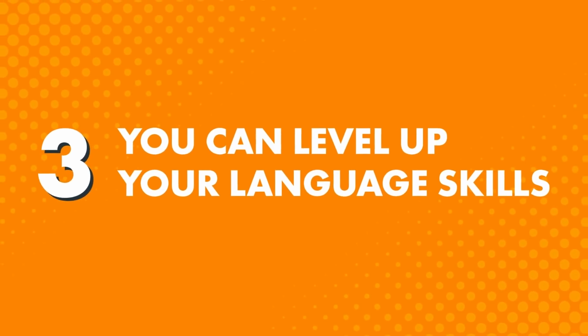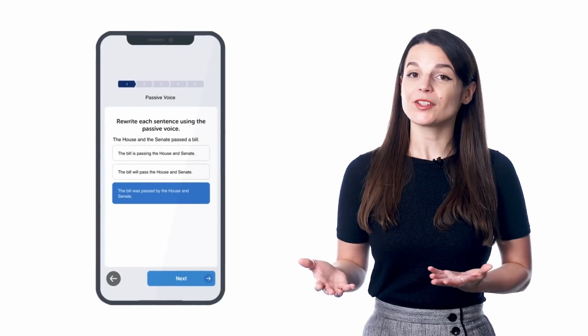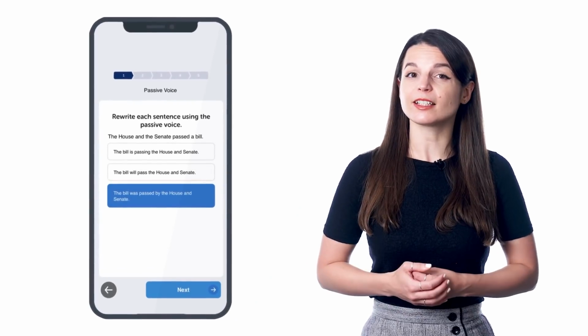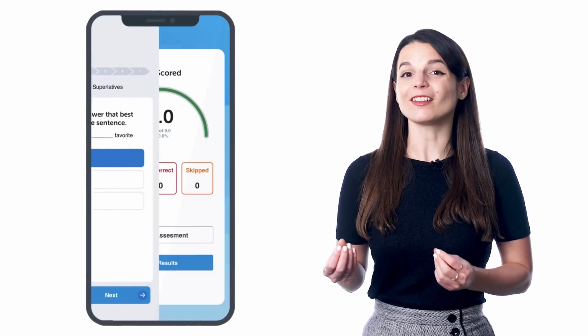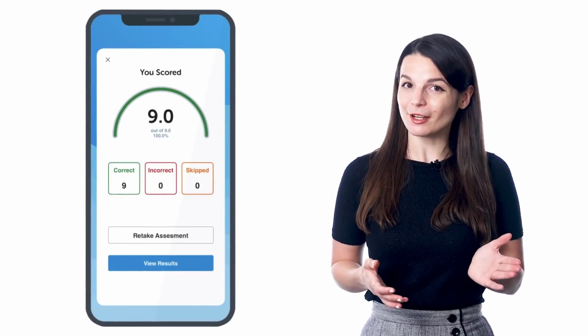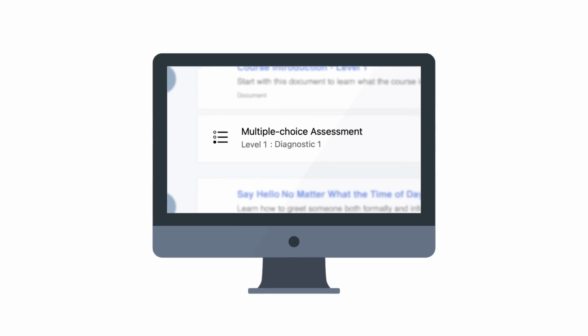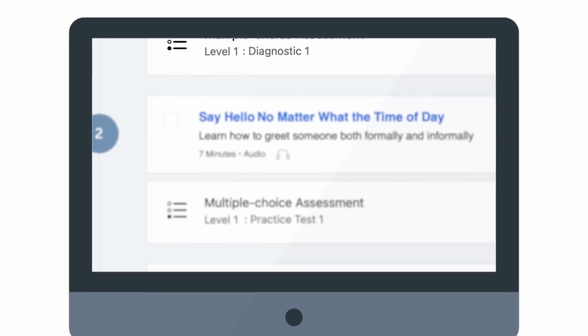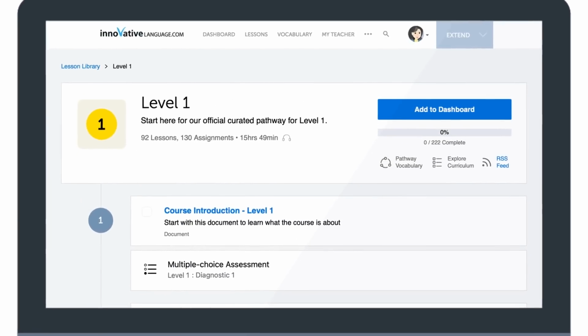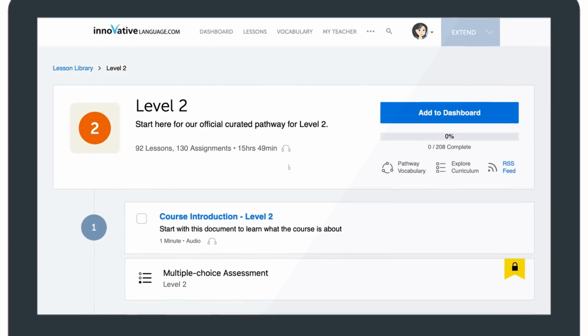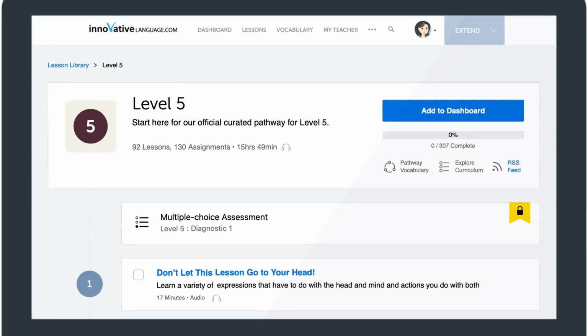3. You can level up your language skills. Instead of wondering if you're improving, how? As you're going through the pathway, you're constantly learning with the lessons, and you're constantly getting tested on what you've learned, with our lessons and multiple choice and hand-graded assessments. You'll find the assessments peppered throughout the pathway after every few lessons. And once you're finished with the Level 1 Absolute Beginner path, we give you Beginner, Level 2, then Intermediate, Level 3, and all the way up to Advanced.